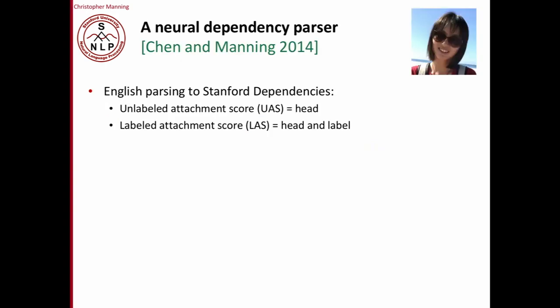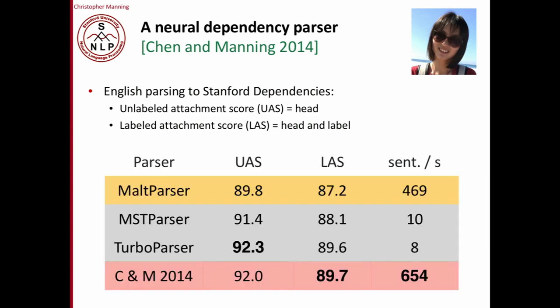And so that was a project that Danqi Chen and I tried to do in 2014, to build a neural dependency parser. And effectively what we found is that that's exactly what you could do. So here are a few stats. These are the same UAS and LAS. So MaltParser was Joakim Nivre's parser that I was showing before.